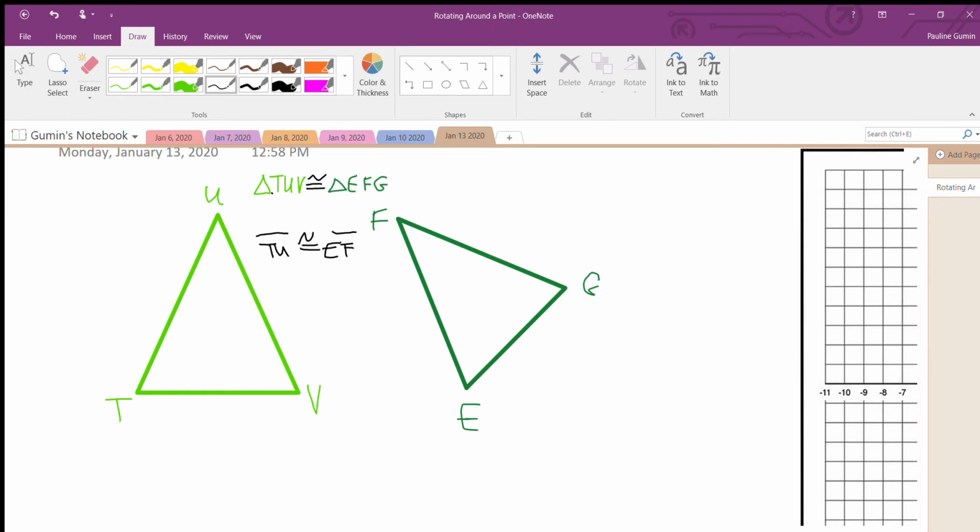Next, we have side UV. Those are the middle and last letters of the light green triangle, so that's what I'm going to look at for the dark green, so FG. Lastly, I have side TV, that's the first and last letters in the name of the light green triangle, therefore EG for the dark green.